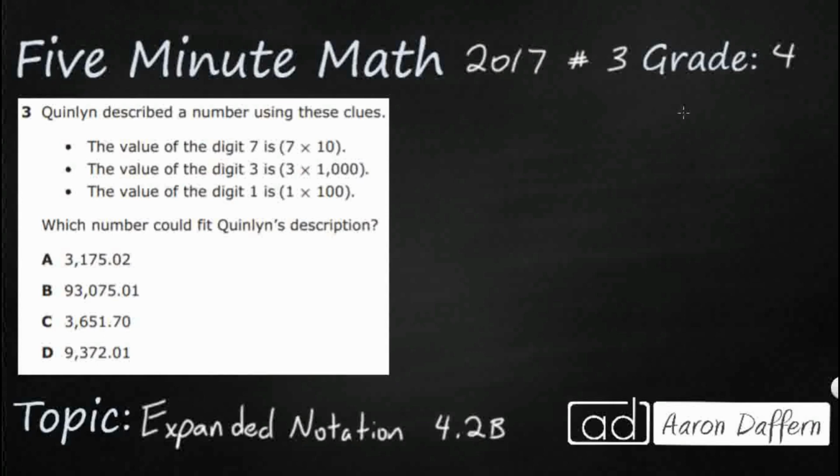So Quinlan is describing a number using clues. And we have just 3 digits right here. All we know is we have a 7, we have a 3, we have a 1, but we have their values here in expanded notation. So let's just take a look at our answer selections. Looks like our largest number here is going to be B. It goes to the 10,000s, and it looks like all of them go to the hundredths place.